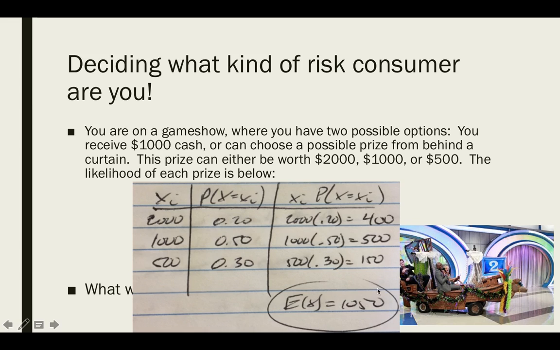Or you could be someone who's risk loving, which means regardless of whether the expected value was positive or negative, so if you had something that was maybe less than $1,000, you wouldn't care. You would still say, well, there's a chance that I could get the $2,000 prize, so I'm still going to go for it. That would be someone who's risk loving, who knows the information but still would take the risk, as opposed to someone who's a bit more risk averse. So that's a way that we can use expected value to see if a risk is even worth taking.